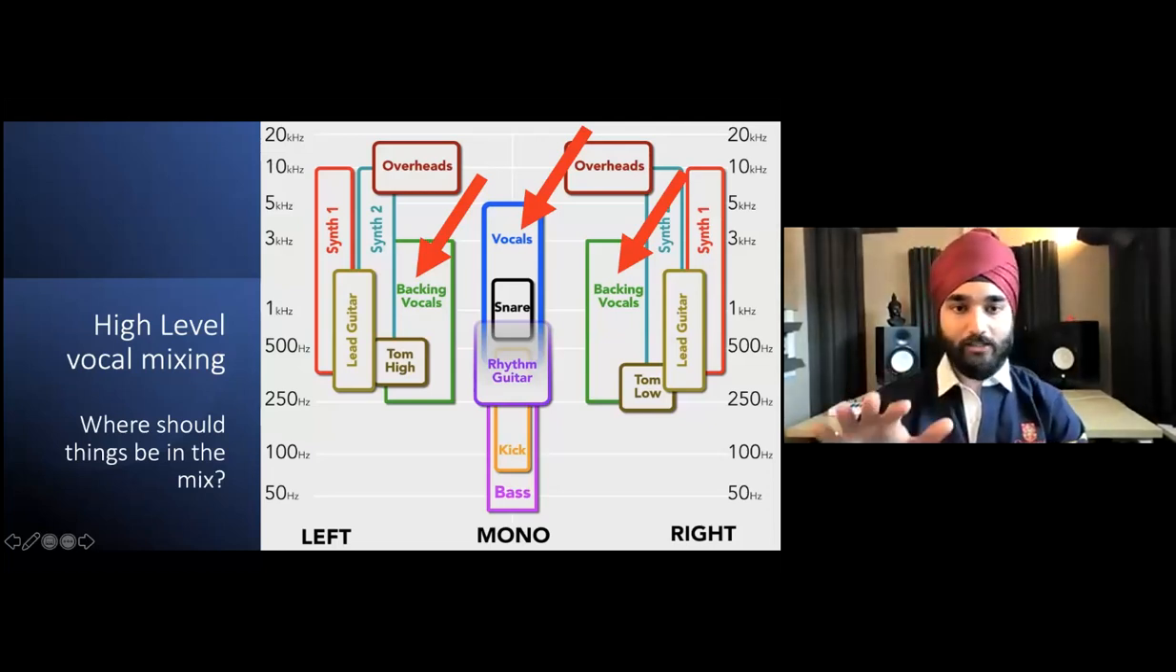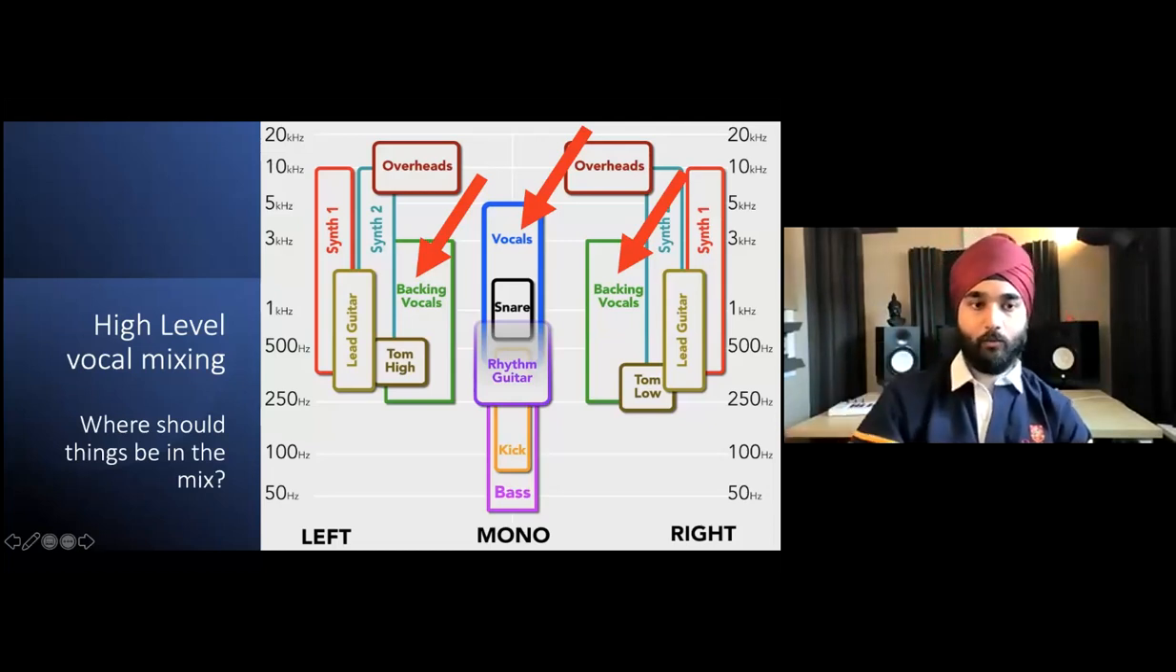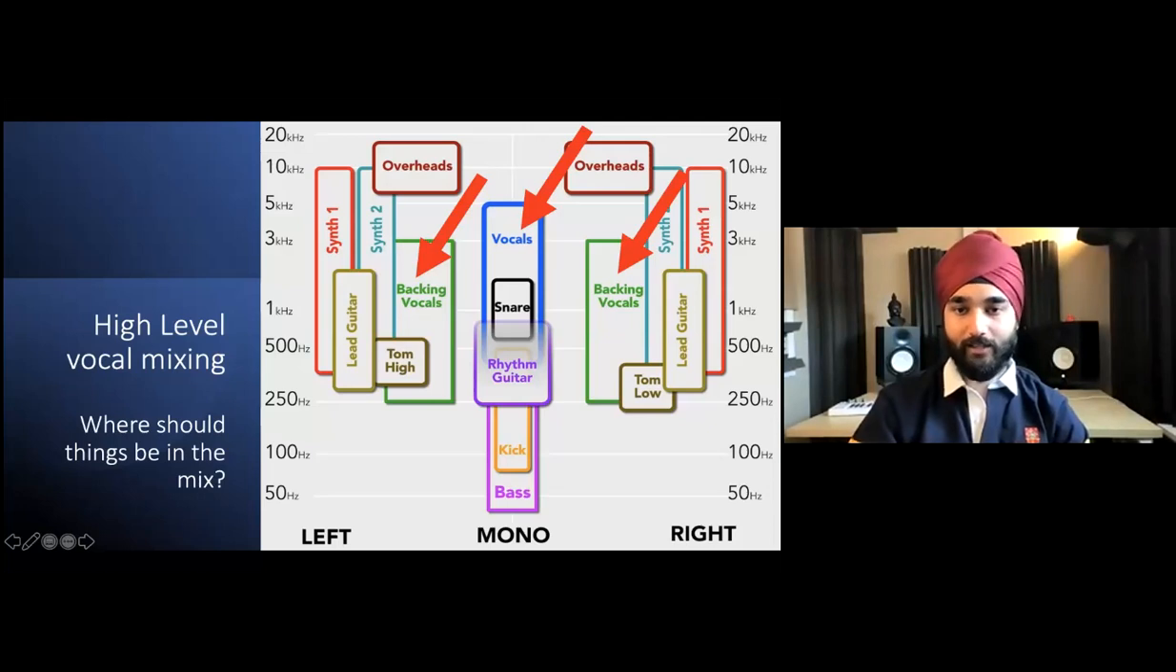I wanted to just pause here. Does this make sense? We're looking at an entire record here. We've got all these different elements of it. Have I lost anybody? Is anyone like, why is this guy showing me another graph?